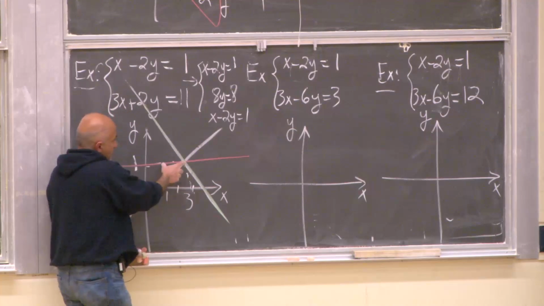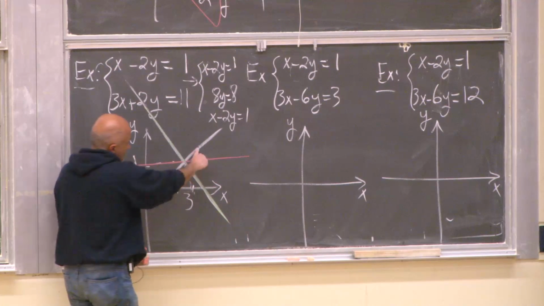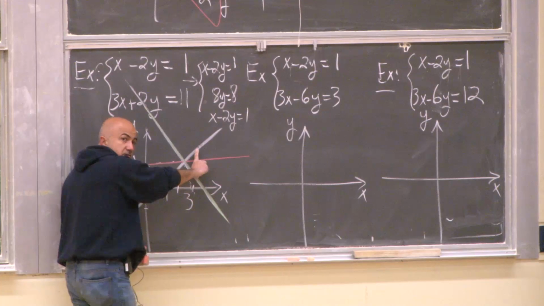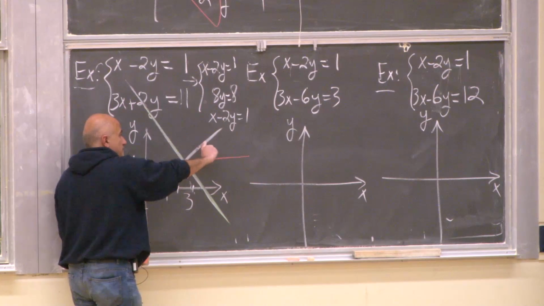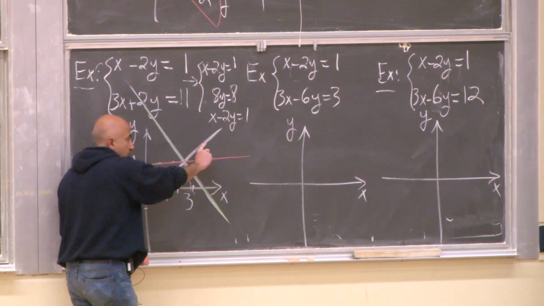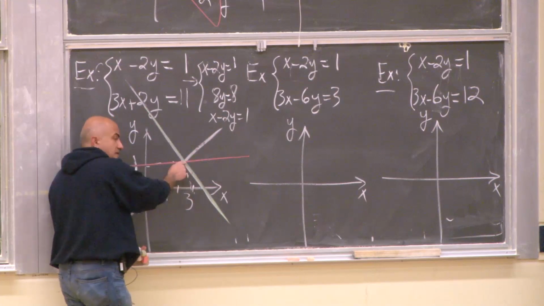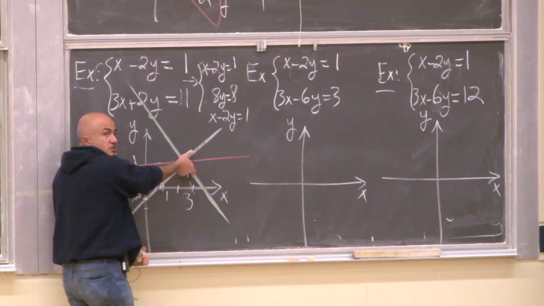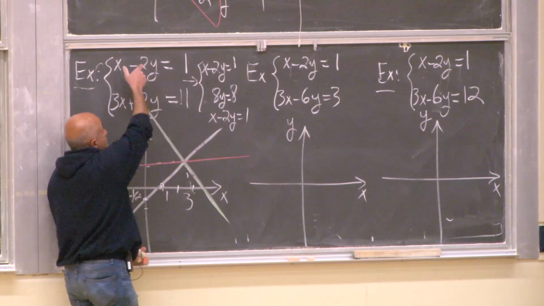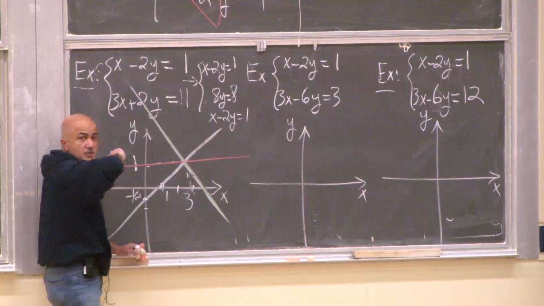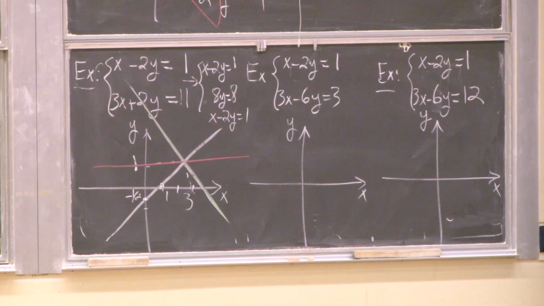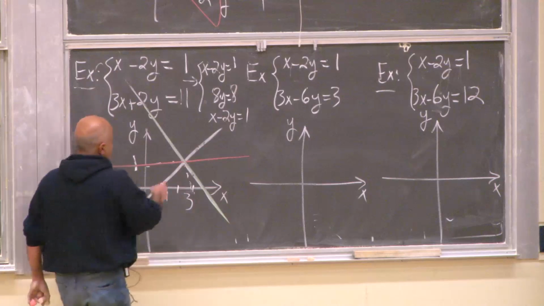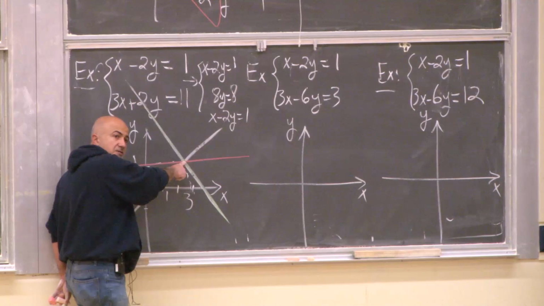In other words, solving the set of equations white and green is equivalent to solving the set of equations white and red. The intersection of these two is exactly at the same point as the intersection of these two. So Gaussian elimination does not change the solution. The operations we perform by taking linear combinations of equations do not move the solution. And you can see that graphically in this case.